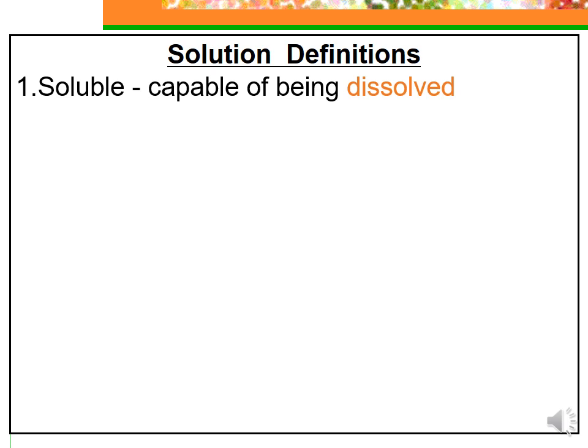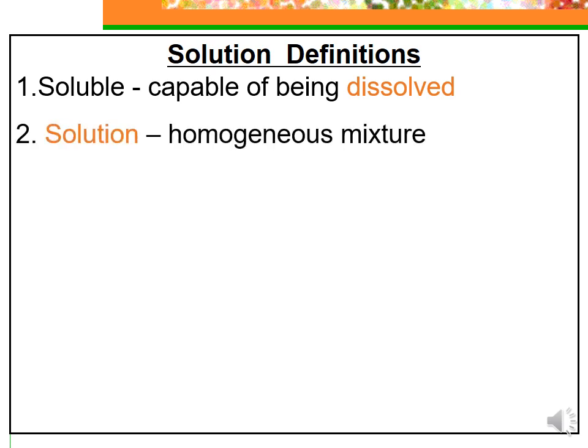So sugar is soluble. Salt is soluble. These are things that will dissolve. A solution is a homogeneous mixture. Homo means the same, so when we say a homogeneous mixture, we're talking about a mixture that looks the same throughout.